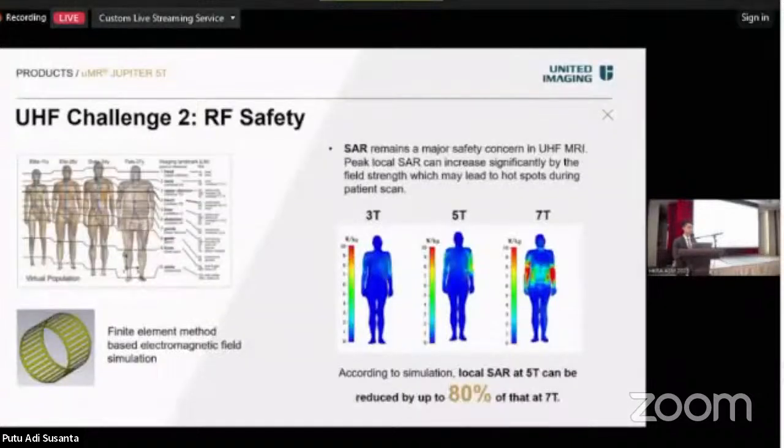Number two, we have the issue of safety. In terms of safety for MRI, if you look at the RF, we're primarily interested in the SAR, or the specific absorption rate. SAR is proportional to the square of the field strength. Therefore, going from 3 to 5 to 7 is particularly troublesome. According to our simulation, again, the local SAR at 5T can be reduced by up to 80% compared to that in the 7 Tesla. So again, we think that 5 Tesla might be a sweet spot if you look at the comparisons against the 3T and 7T.